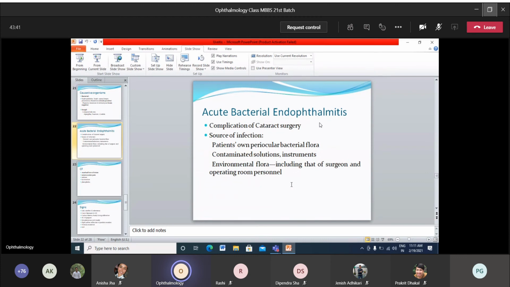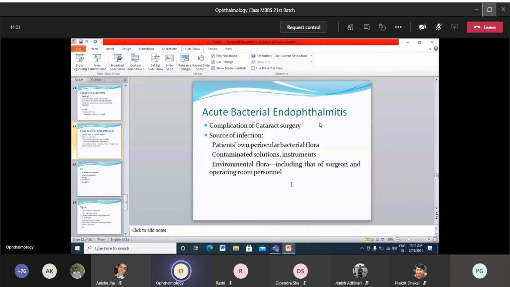So the source of infection is the patient's own periocular bacterial flora. Okay, so the own bacterial flora which is present there. If it's infected, you have to look for that. That's why whenever you post a patient for cataract surgery, you have to see whether there's conjunctivitis or not. Treat it, then only go for surgery.